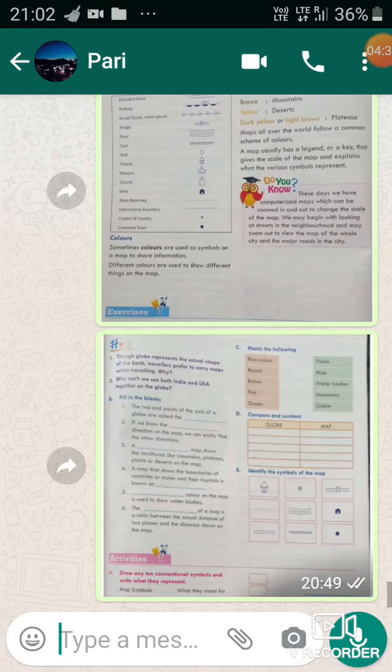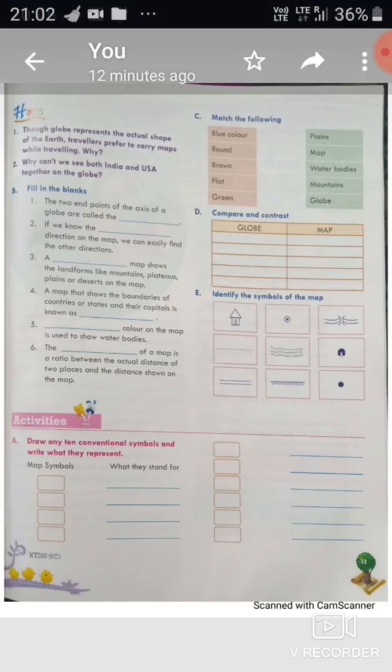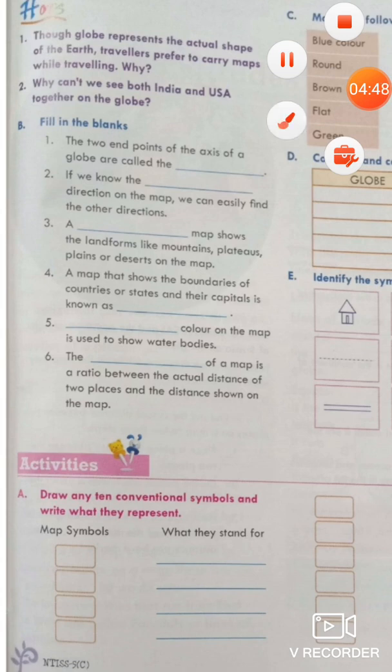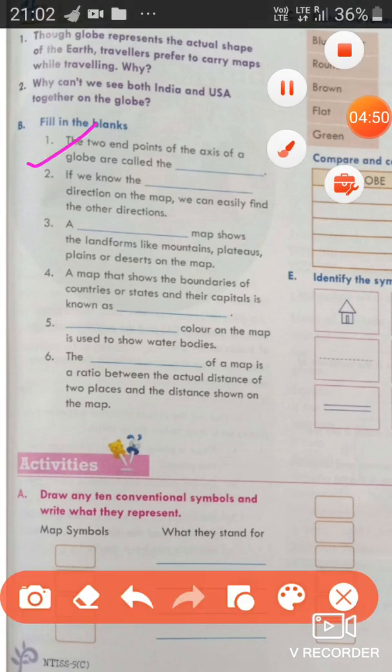Our 7 questions are completed. Now we will do exercise of this chapter. See, we'll do fill-ups. The 2 endpoints of axis on a globe are called poles. So what is the answer here? The answer is poles.